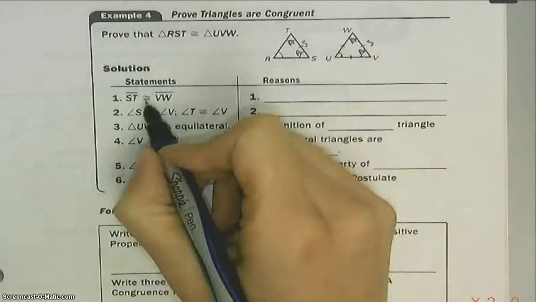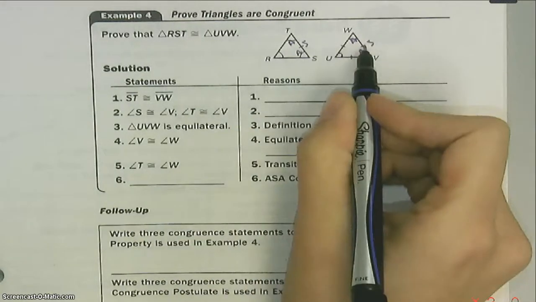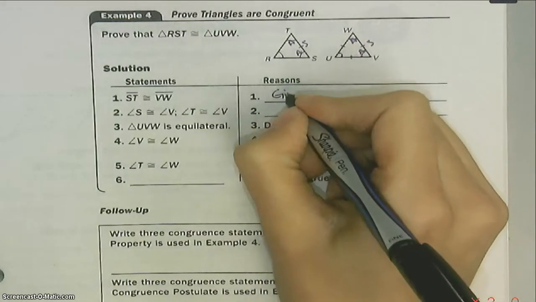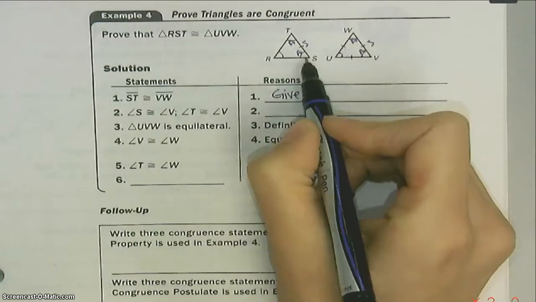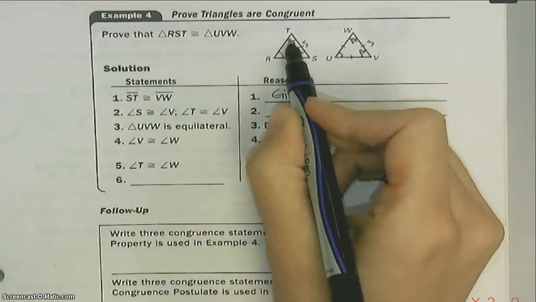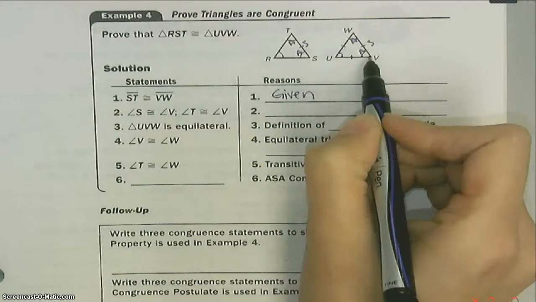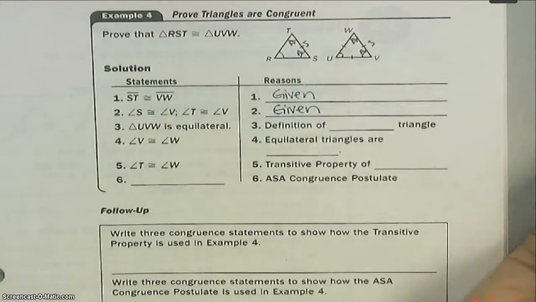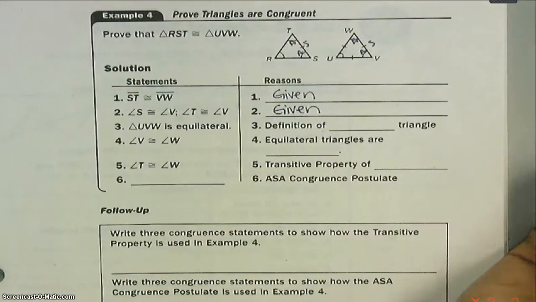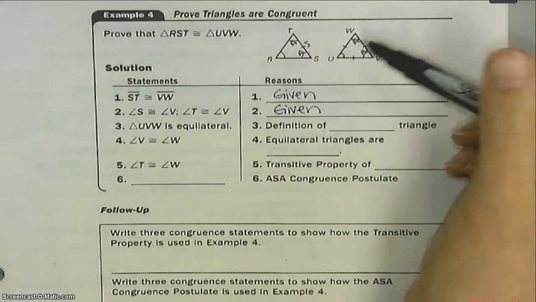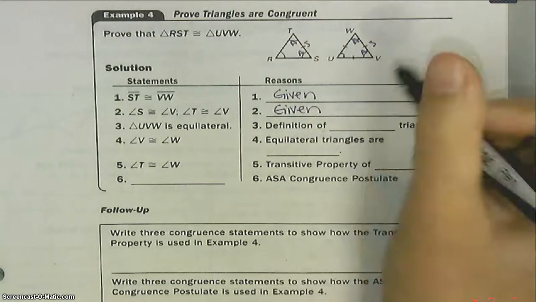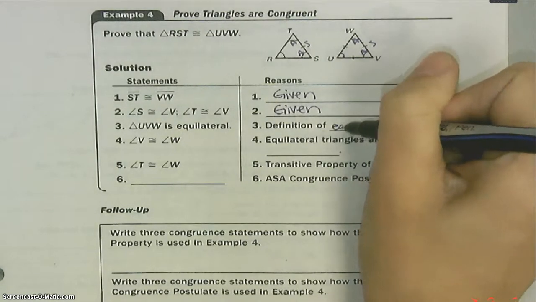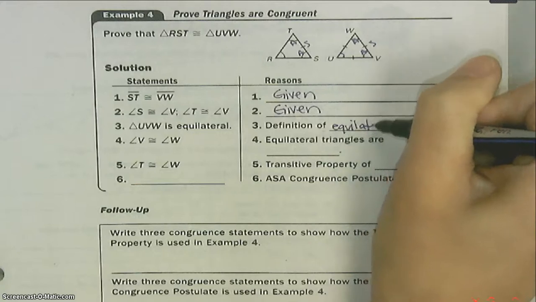So let's see, how did we know that ST was equal to WV? That was given. S was equal to V and T was equal to V. Well, that's given. They told us that. They showed that on the picture. Then it said UVW is equilateral because all the sides are the same. That's the definition of equilateral.